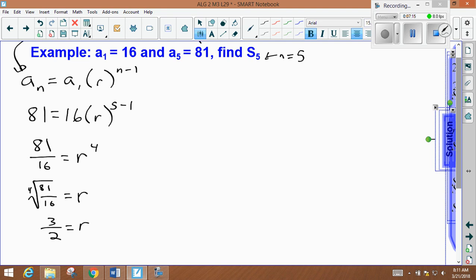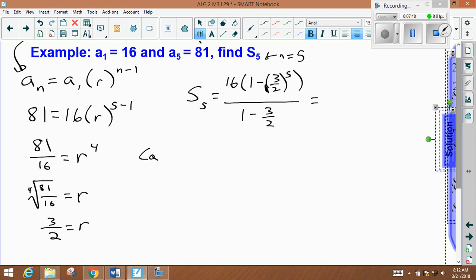Now that we know what r is, we can plug r into our handy-dandy geometric series formula and say that s sub 5 is a sub 1 times 1 minus r to the 5th power, right? That's n that goes right there. All divided by 1 minus r. If we're going to put this in our calculator, I'm going to show you exactly how you want to put it in.